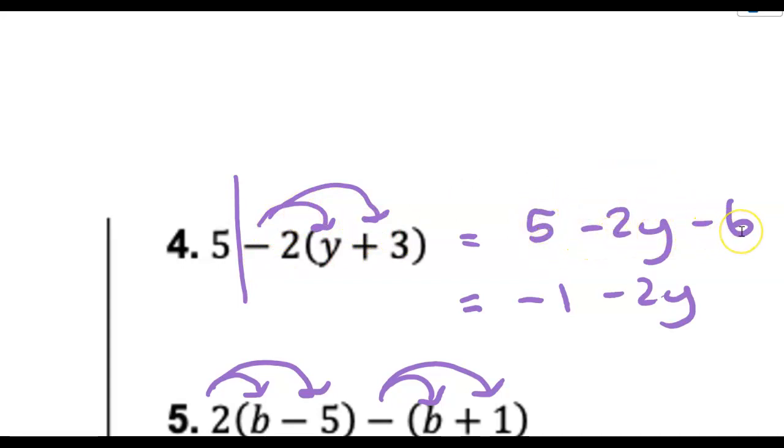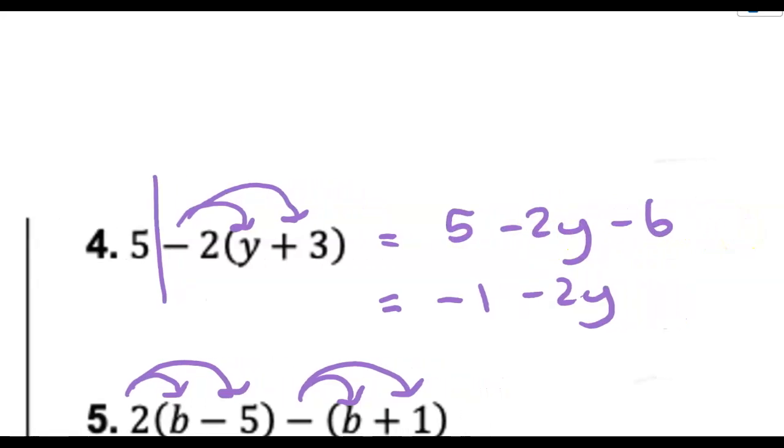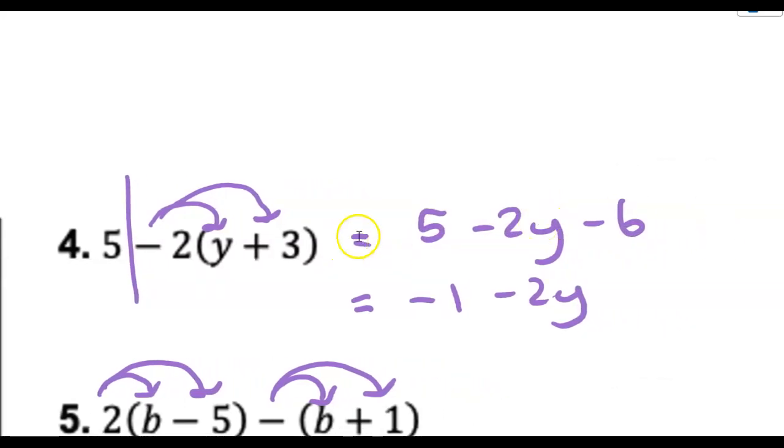There's our expansion. And then what we can gather is our like terms. So we have that extra step in here. Line up your equal signs to make it nice and neat. 5 minus 6 is minus 1. And our minus 2y stays there.